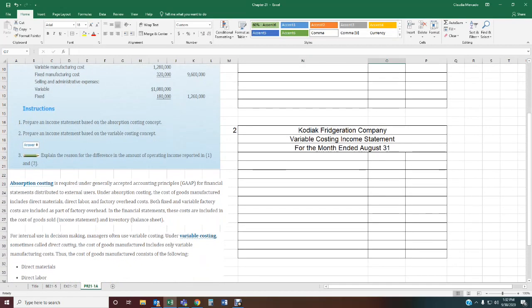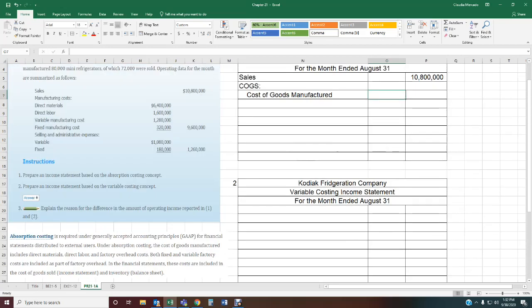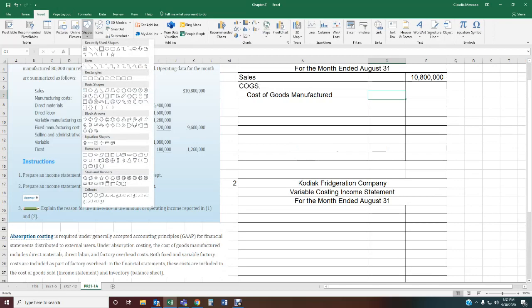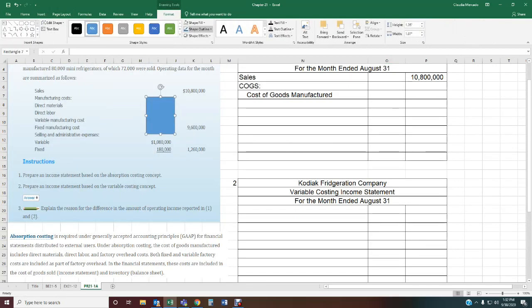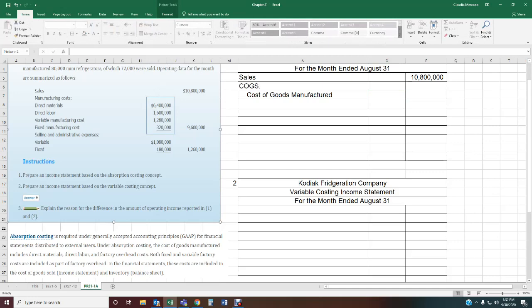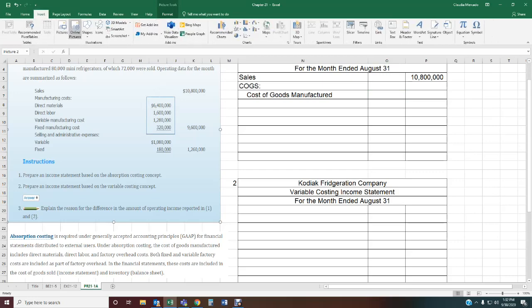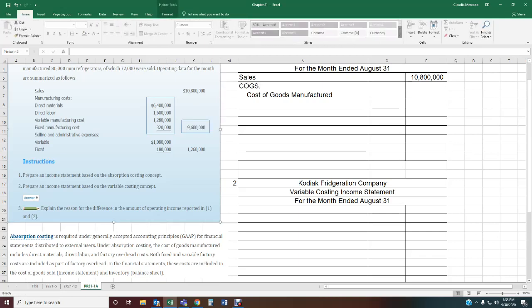For my cost of goods manufactured, under absorption, that includes direct labor, direct materials, and factory overhead costs, both fixed and variable. So basically all of these components are included. That gives me that total of 9.6 million. So my cost of goods manufactured is my direct materials, direct labor, and variable and fixed manufacturing costs. So that's going to be 9,600,000.